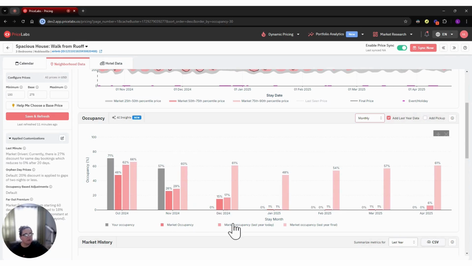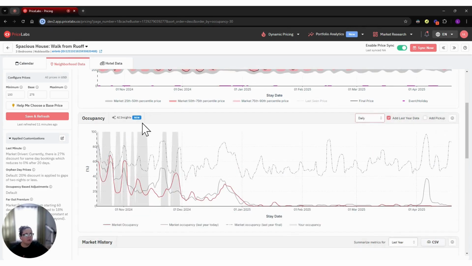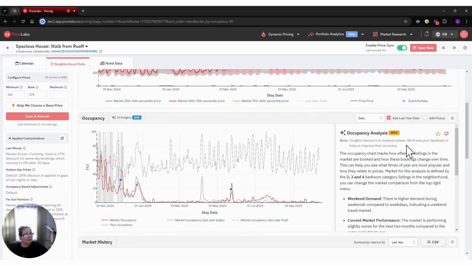It'll show you the market occupancy last year today, which we have talked about, and then the market occupancy once we got to that month or to that day. So tons and tons of good data here. We also have the AI Insights tool on this section. So I'm going to go ahead and select it.